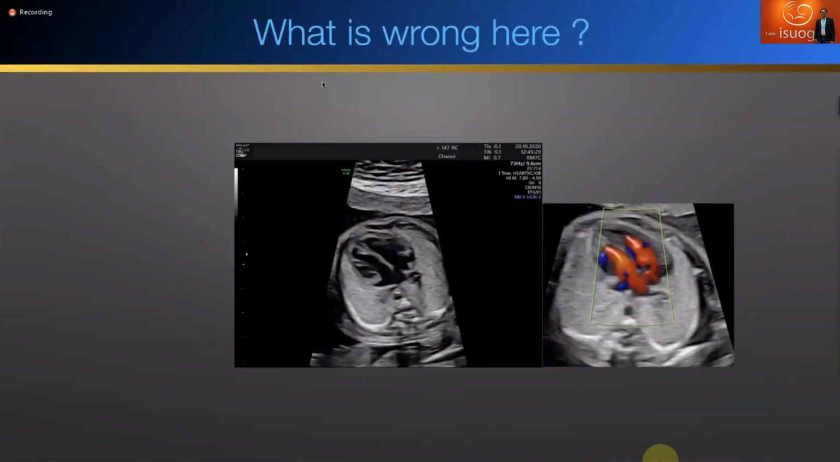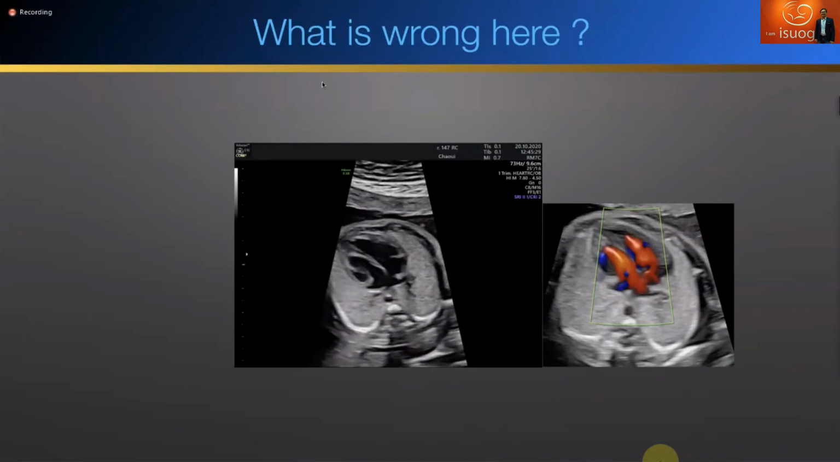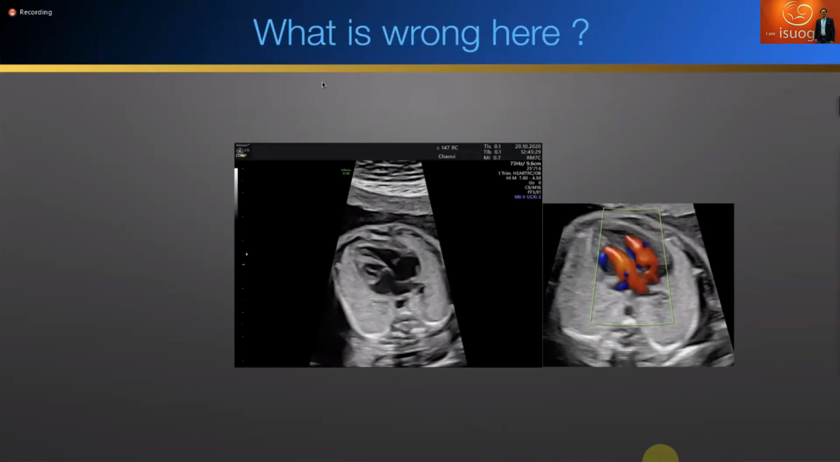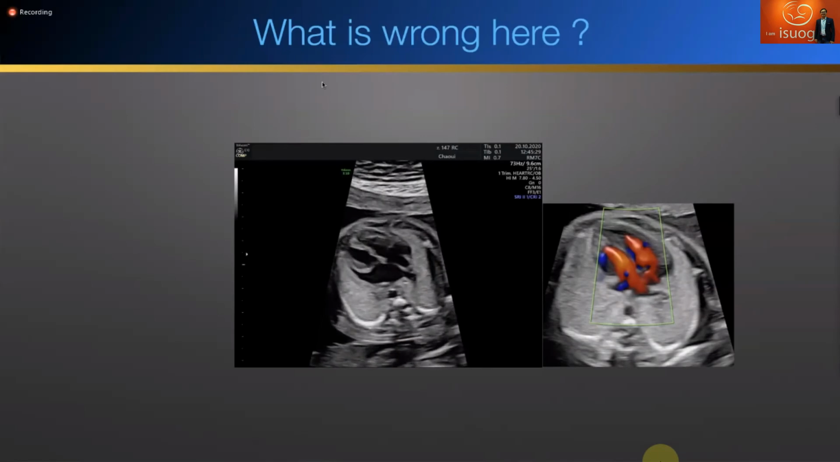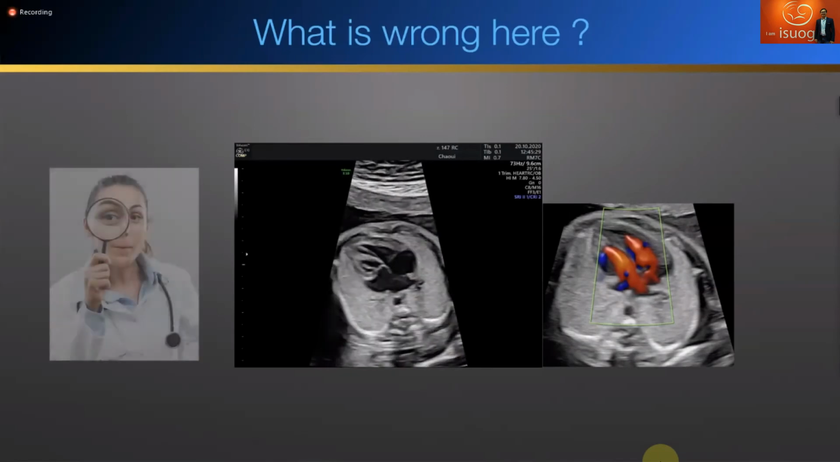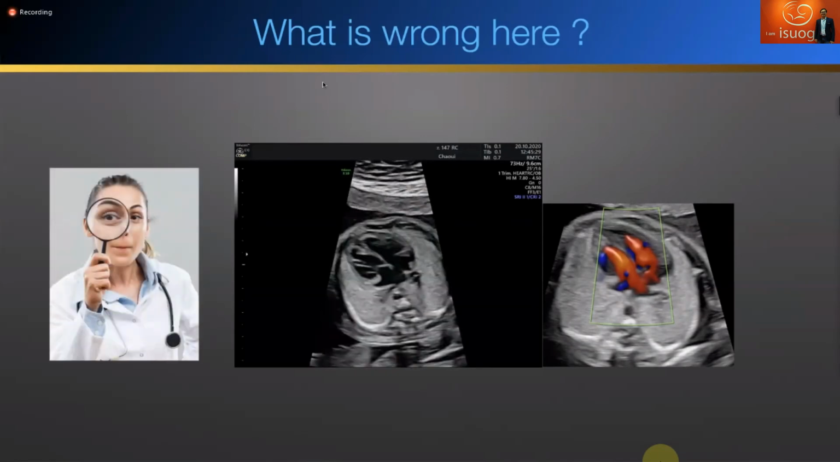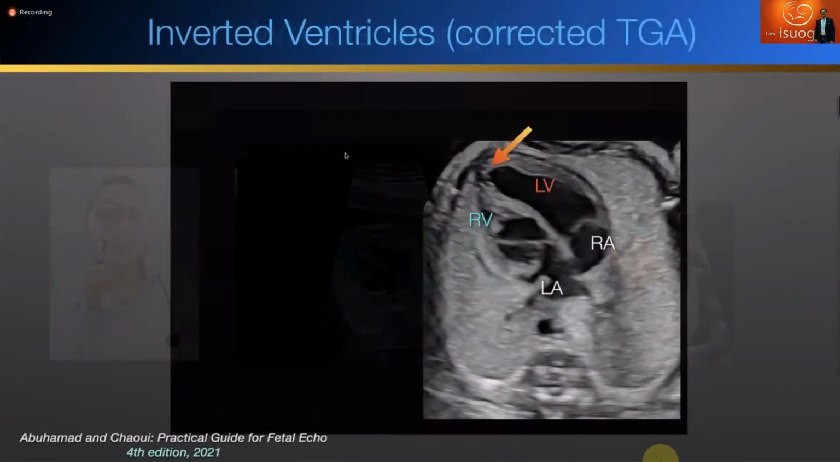Now, what is wrong here? Look at this video and look at this color Doppler. What is wrong here? The only thing which is wrong in this video is that you did not magnify. So use the magnification and let us have a look when it's magnified.